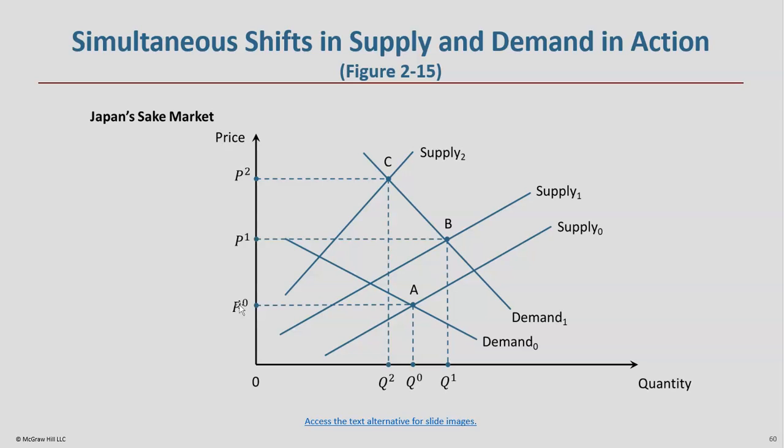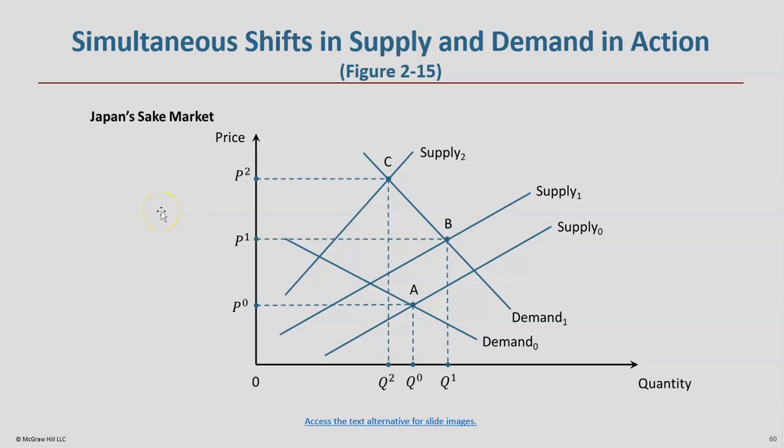Okay, so what we're seeing here is that the demand increases from D0 to D1. But the supply shock, there's some uncertainty about it. It could be relatively small, the supply curve could shift from supply 0 to supply 1, or it could be large, from supply 0 to supply 2.